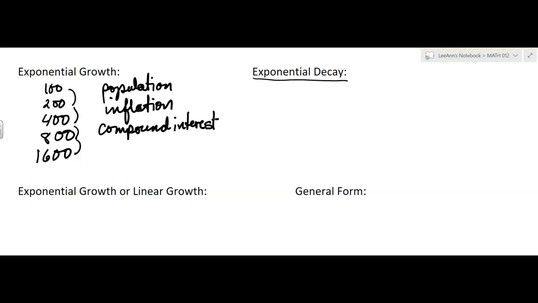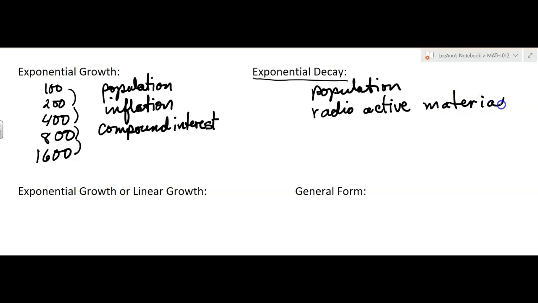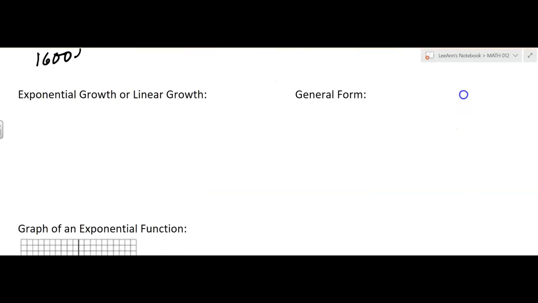Okay. Exponential decay, you can have a population that's decreasing. Some countries, their population is decreasing, so that could be an exponential model. We also see examples like radioactive material. So you have less of the material over time. That is an exponential decay model. They talk about half-lives with exponential decay with radioactive material. Okay. So those are just some examples.